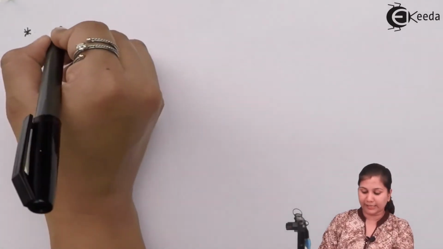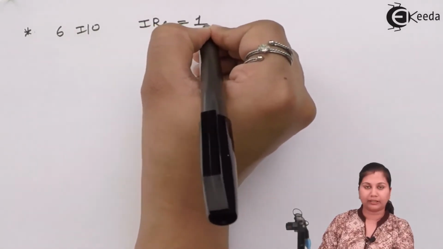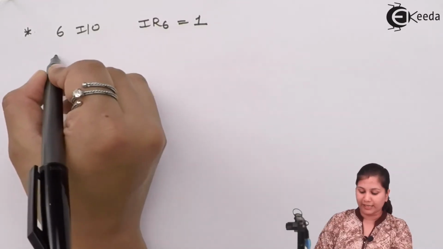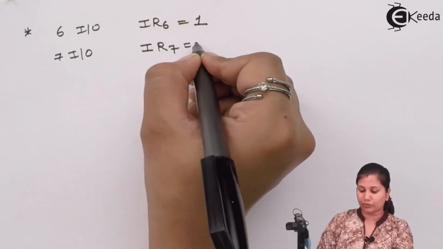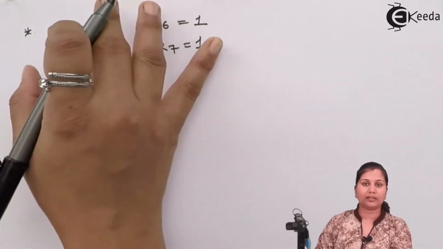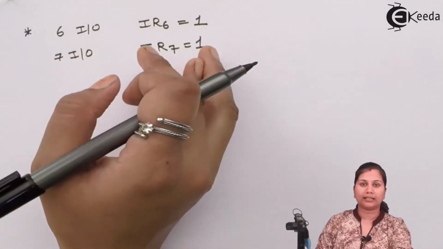Now if any of the interrupt inputs wants the service, then the corresponding bit of that interrupt will be set to 1. Meaning if the sixth input output device wants to communicate, then IR6 will be set to 1, otherwise it will be 0. If the seventh input output device wants, then IR7 will be set to 1. In this way, the 8259 can connect to 8 input output devices, and these devices can send the interrupt request to the microprocessor.